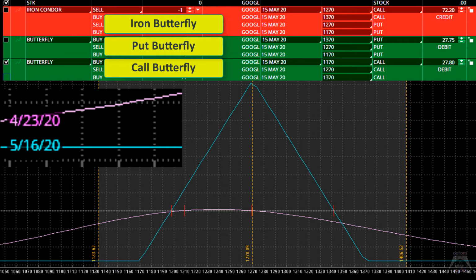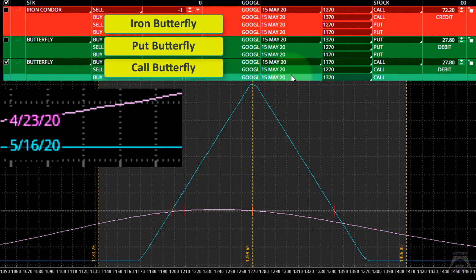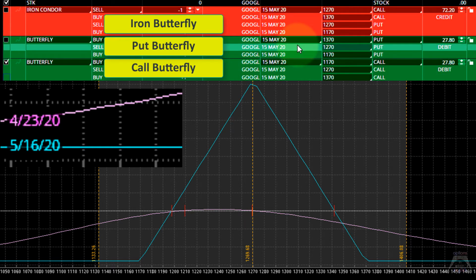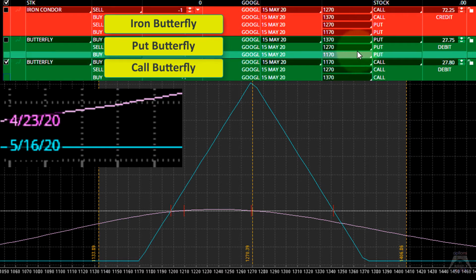Now again, why would you put on this strategy instead of this one or this one? Maybe liquidity. Maybe I want to have both calls and puts. Now, why would you pick a butterfly instead of an iron condor? Well, maybe you want to stick with puts only or with calls only, or you already have a portion of this spread you want to leg into a butterfly.